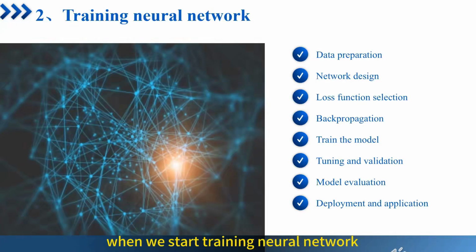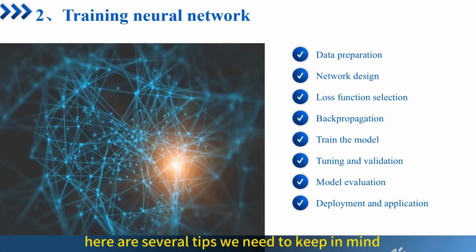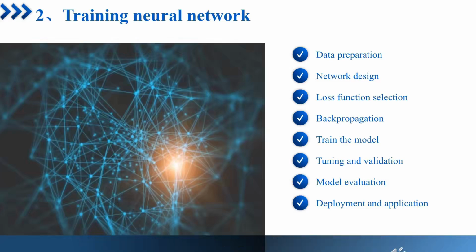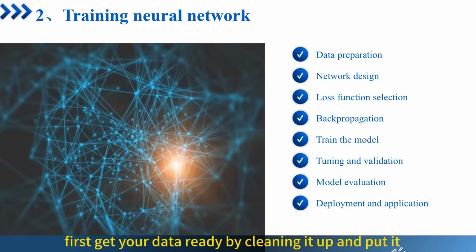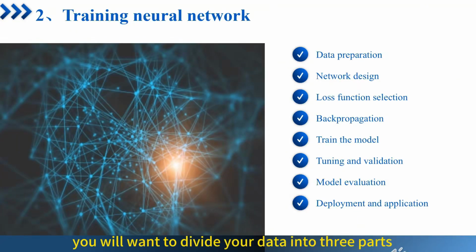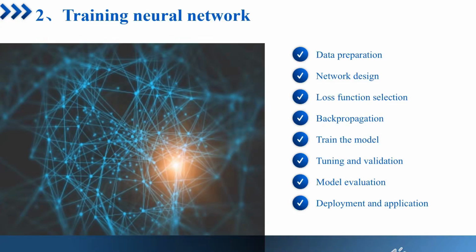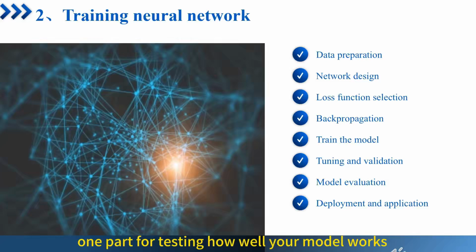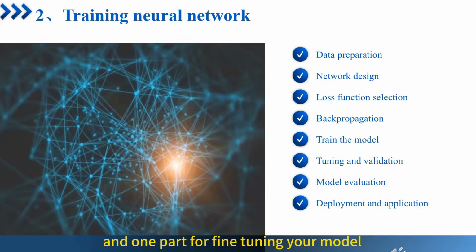When we start training a neural network, here are several tips we need to keep in mind. First, get your data ready by cleaning it up and putting it in a format that the computer can understand. You will want to divide your data into three parts: one part for training your model, one part for testing how well your model works, and one part for fine-tuning your model.